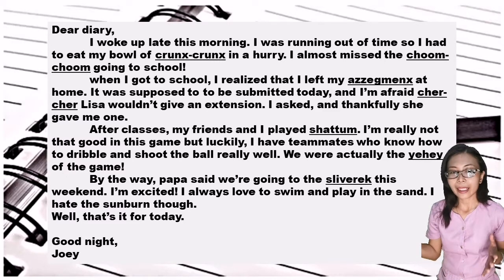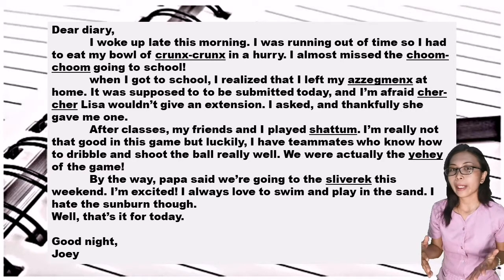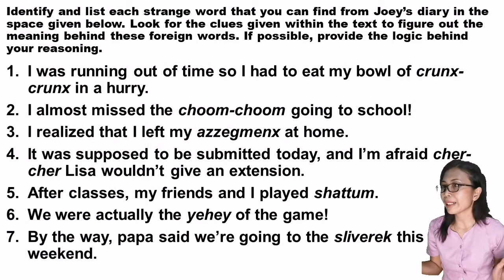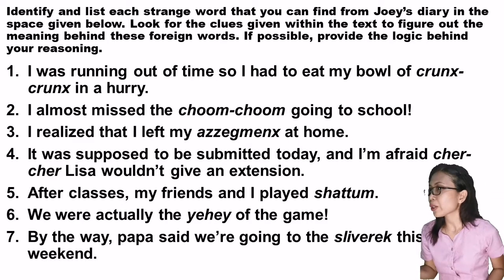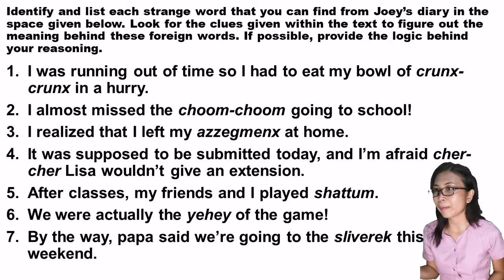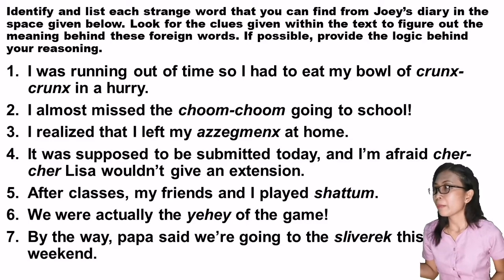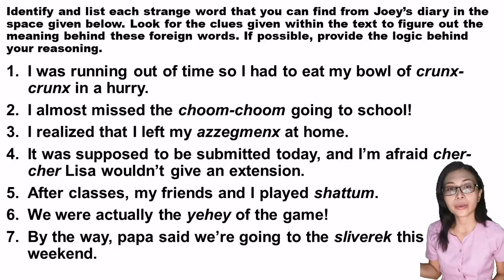So that was the letter of Joey. Now, the next thing that you are going to do is to study each sentence given to you. By the way, you will be divided into 7 groups. Each group will have to identify the word that you can find from Joey's diary in the space given below. Look for the clues given within the text to figure out the meaning behind these foreign words. If possible, provide the logic behind your reasoning.